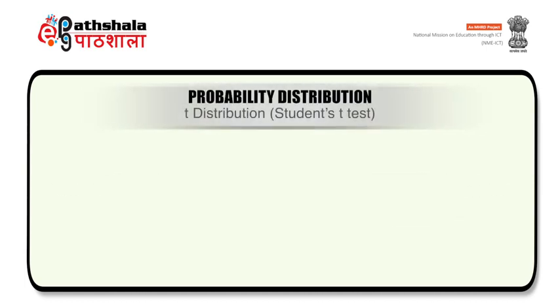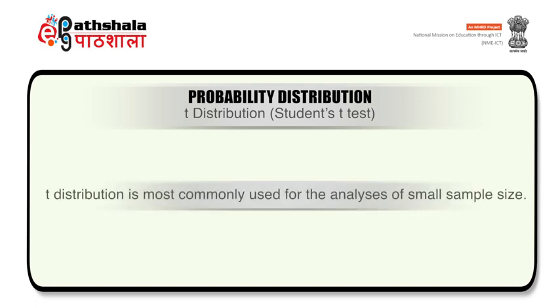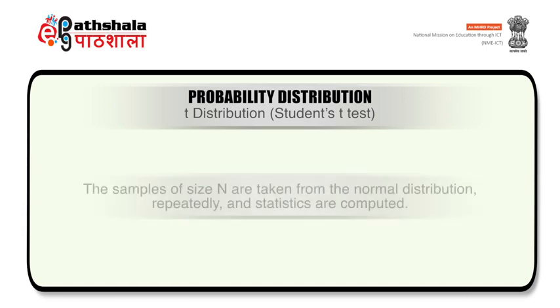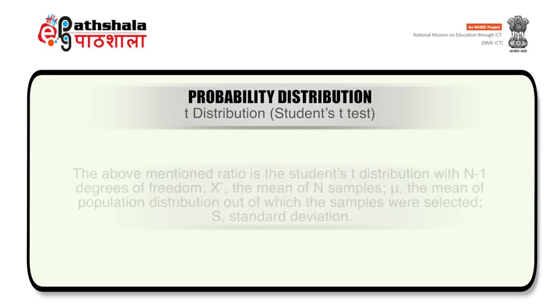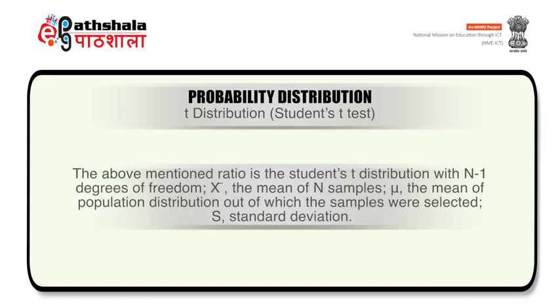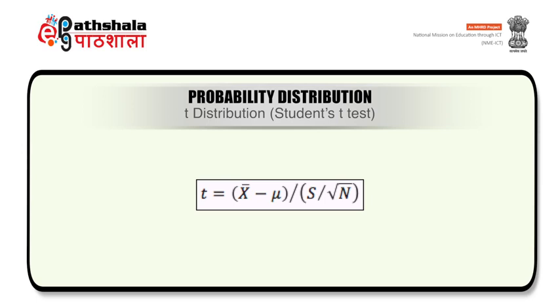Thirdly, now we will discuss the T distribution. It is called Student's t test. The T distribution is most commonly used for the analysis of small sample sizes. Samples of size n are taken from the normal distribution repeatedly and statistics are computed. In the above mentioned ratio in the Student's t distribution, n minus 1 depicts the degrees of freedom, followed by the mean of n samples, the mean of the population distribution out of which the samples were selected, and S, which depicts the standard deviation, as you have seen on your screen.